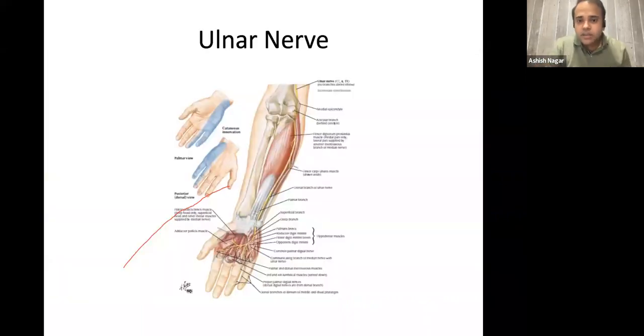The next is the ulnar nerve. It passes through the cubital tunnel. The cubital tunnel is present in the elbow.